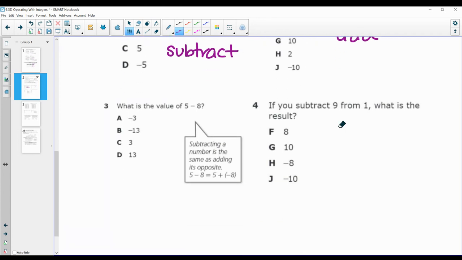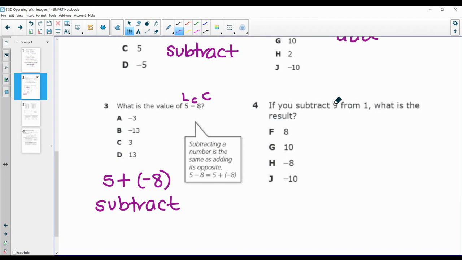For number 3, what is the value of 5 minus 8? Subtracting a number is the same as adding its opposite. 5 minus 8 is actually 5 plus -8. Remember, we used to do LCC: leave it, change it, and change it. Leave the 5, change the minus to a plus, change the 8 to -8. Now there's different signs. We have to check, do I have more positives or more negatives? When there are different signs, remember we need to subtract.